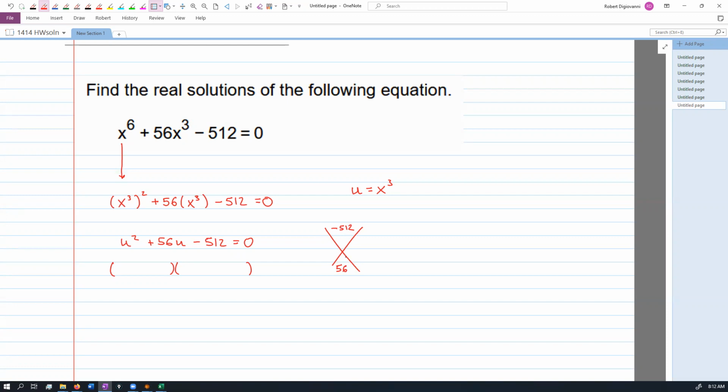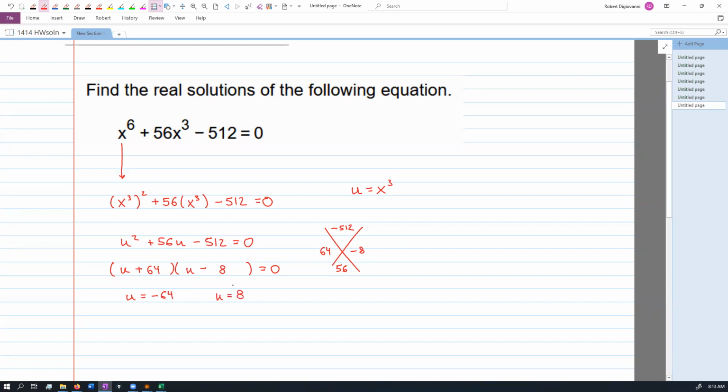I'm using my calculator to help me here. 8 and 64. Yeah, 8 and 64. Kind of got lucky there. So I'm going to have 64 here and negative 8. Those two multiply to be negative 512 and add up to be 56. So this will become u, not x, careful, u plus 64, u minus 8 equals 0. And you get two answers: u is negative 64 and u is 8.